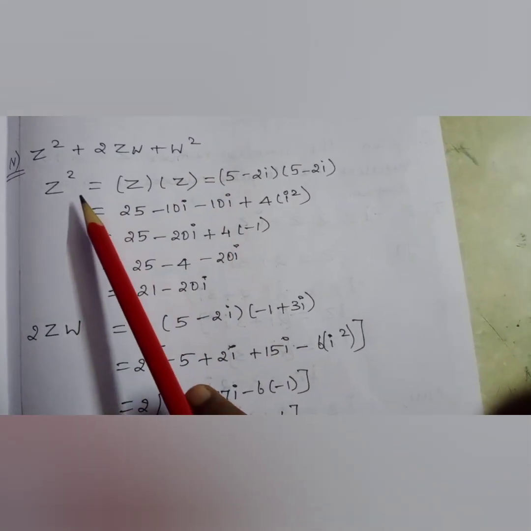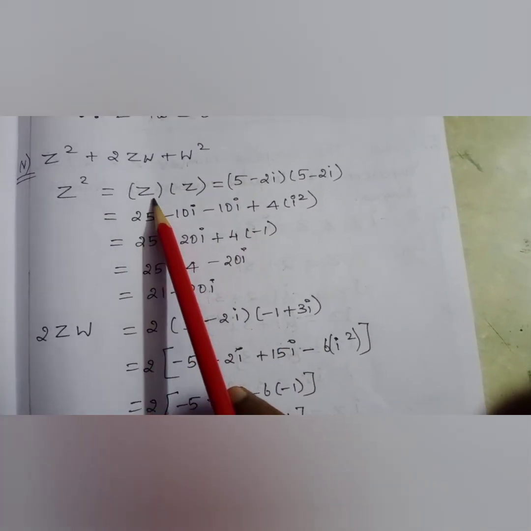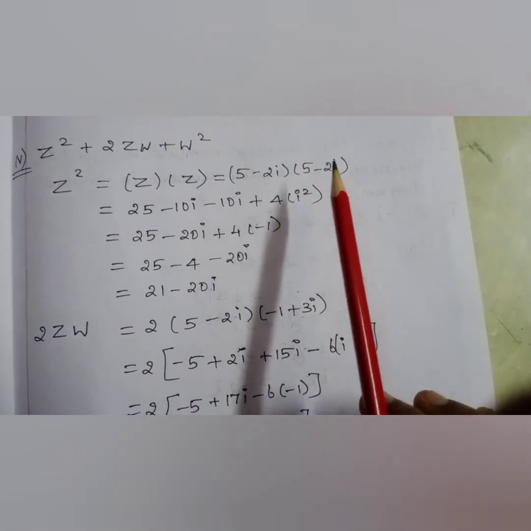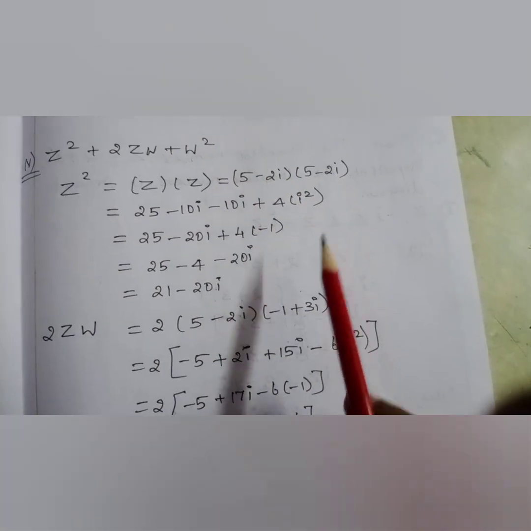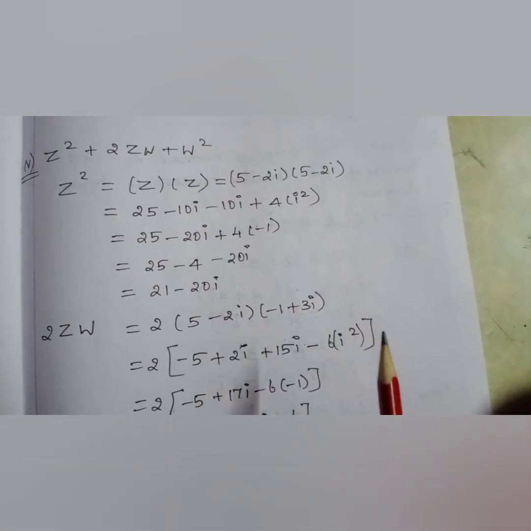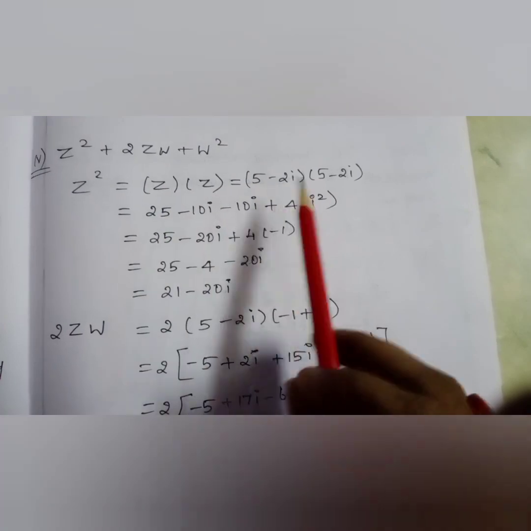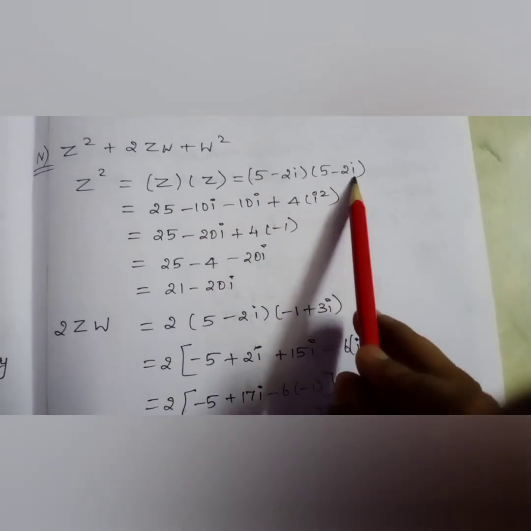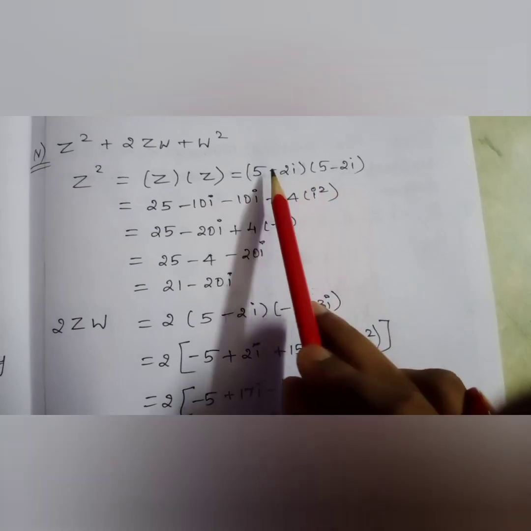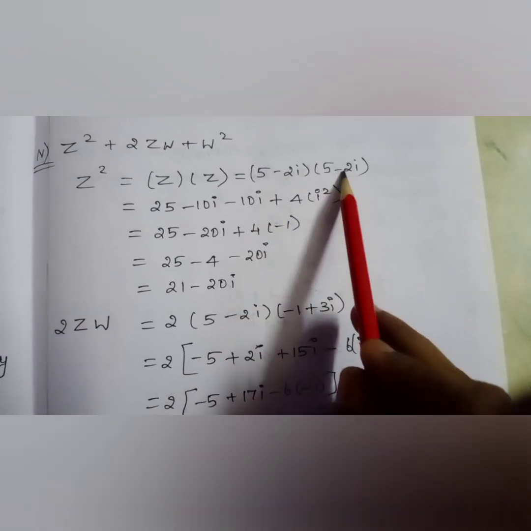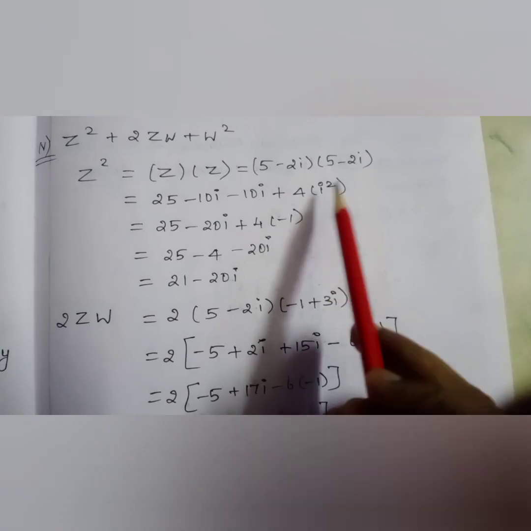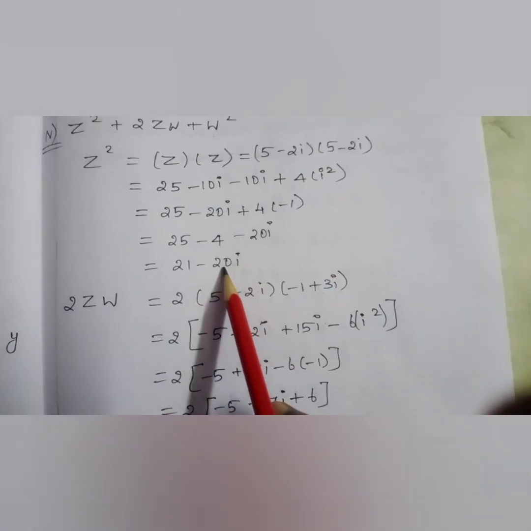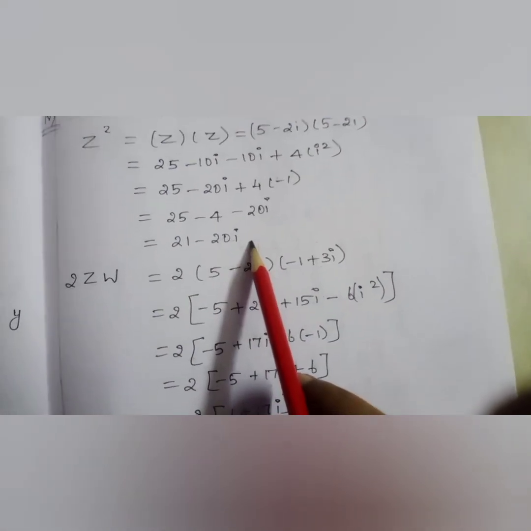First we will do the z square. Z square means z into z, that is 5 minus 2i into 5 minus 2i. I am doing normal multiplication only. We saw in the properties, no? The multiplication of complex numbers is possible. So 5 into 5, 25, 5 into minus 2i, minus 10i, again minus 10i, and this term you have to be very careful. Minus into minus plus, 2 into 2 is 4, i into i is i square, but i square is minus 1. So again we will get a minus here. So we will get the term to be 21 minus 20i.